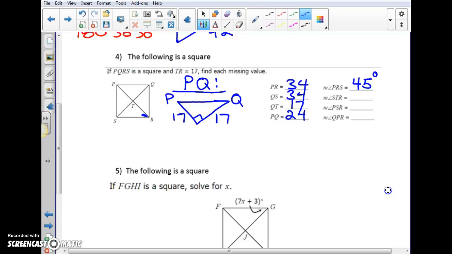Next, STR. STR, remember that diagonals bisect each other in a square, so that's 90 degrees. Next, I've got PSR. Going to look for that PSR, that's going to be that entire angle S, so that's 90 degrees. And lastly, looking at QPR, that's 45. All right.